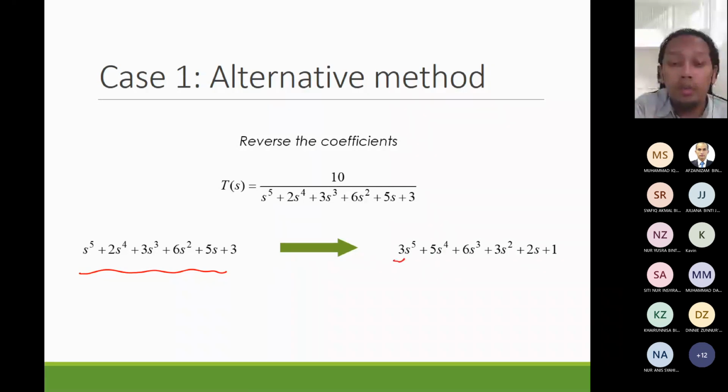We start with 3. The 3 from s0 becomes 3s power of 5, and then 5s power of 4, 6s power of 3, 3 becomes 3s power of 2, 2 becomes 2 times s, and the 1 here becomes 1. The 1 s power of 5 becomes 1. So you just reverse the coefficients.